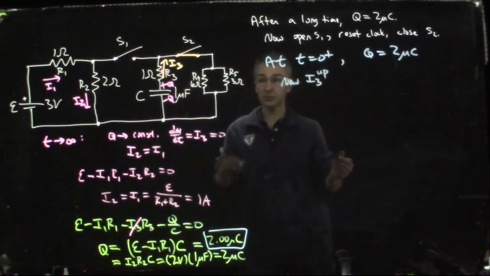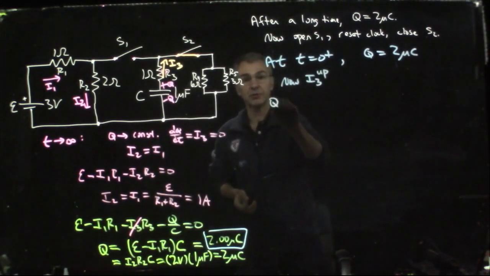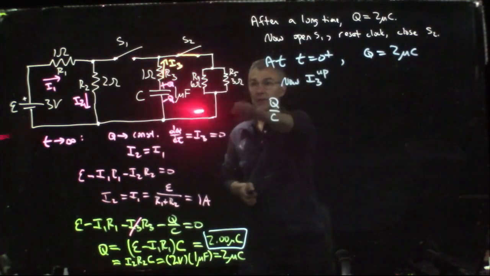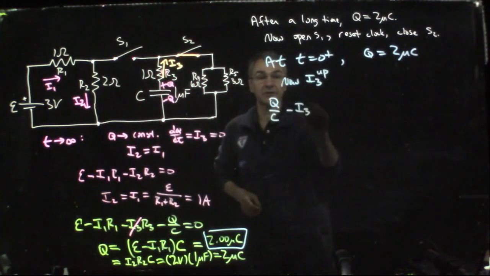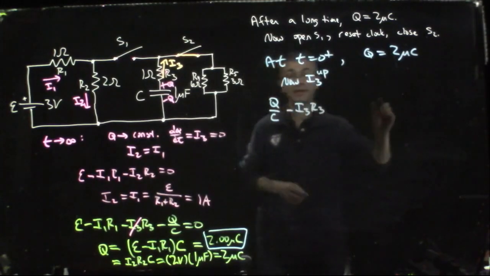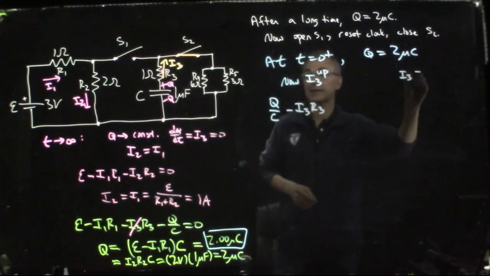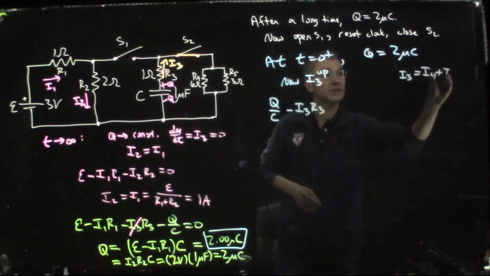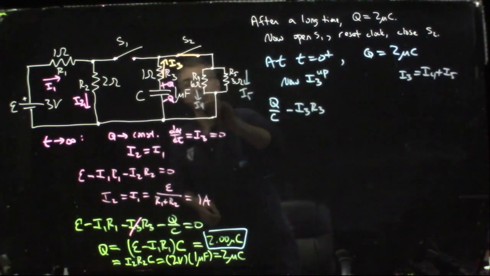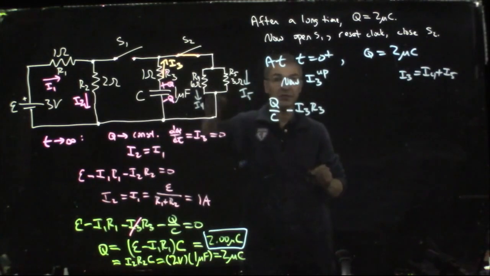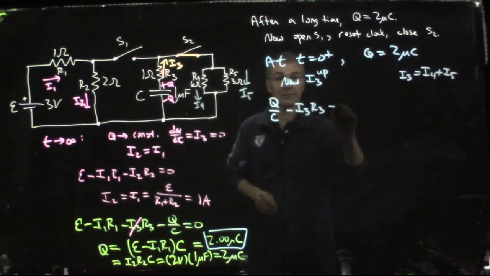And we could use the loop rule here. So we can say Q over C. We're looping this way, clockwise. The loop goes the same way as I3. So minus I3 R3. Oh, now we know that I3 equals I4 plus I5. You see, here is I5 and here's I4. They're both downward. We can replace R4 and R5 for this loop with an equivalent resistance. This is going to make our life a lot easier.